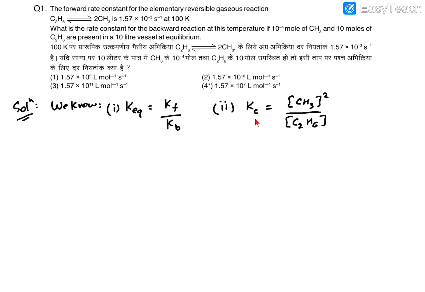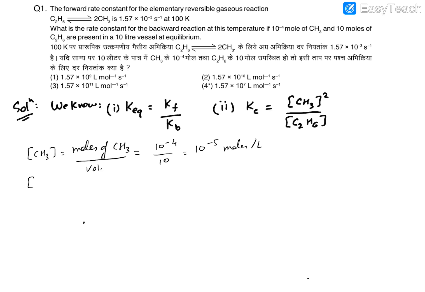So to find Kc, we need the concentration of CH3 and concentration of C2H6. Let's try and find out. Concentration of CH3 will be moles of CH3 upon volume. The moles given for CH3 are 10 to the power minus 4 and volume is 10 liter. So this is 10 to the power minus 4 by 10, which gives us 10 to the power minus 5 moles per liter.